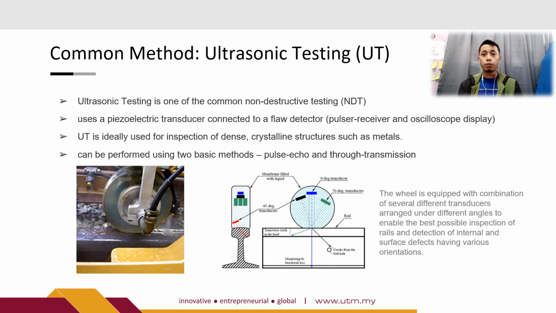Okay, for the common method for the railway industry, we decided to choose ultrasonic testing, which is one of the common non-destructive testing methods. It uses a piezoelectric transducer connected to a flaw detector. UT is ideal because it can detect flaws inside the metal of the railway, and it can be performed using two basic methods, pulse echo and through transmission, and we will see which one is suitable for the railway industry.